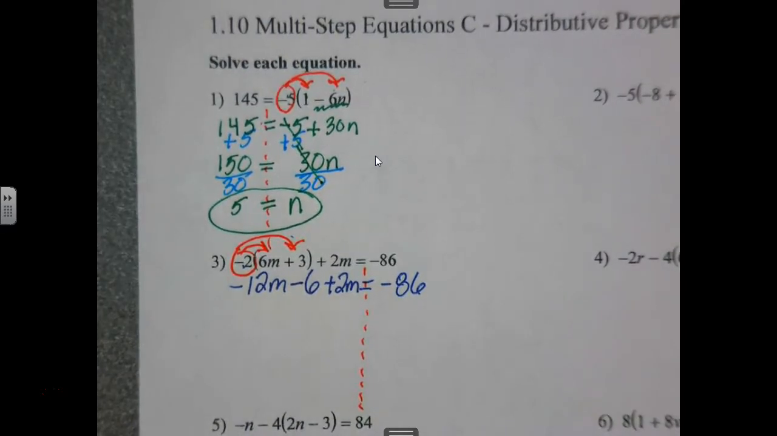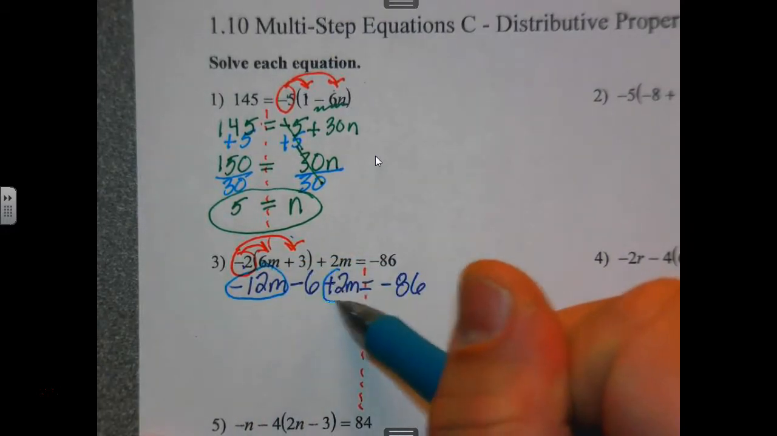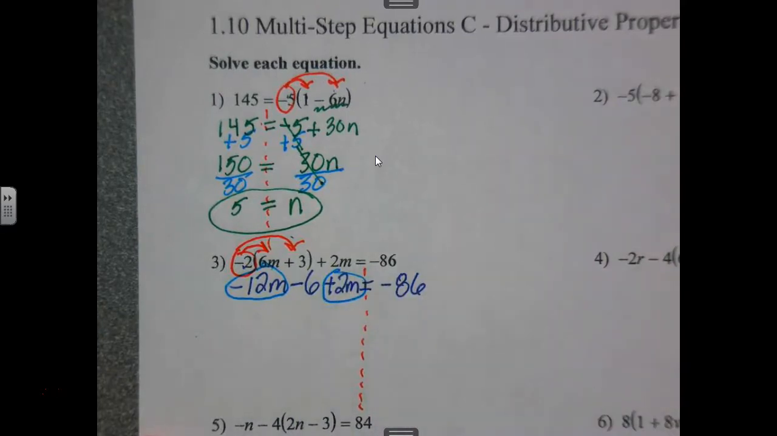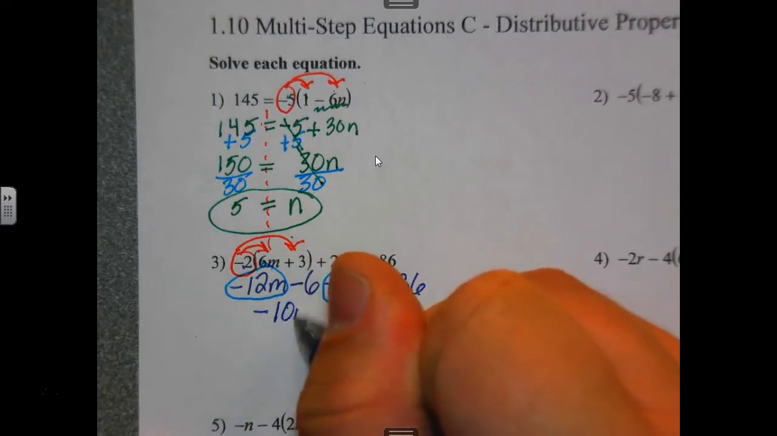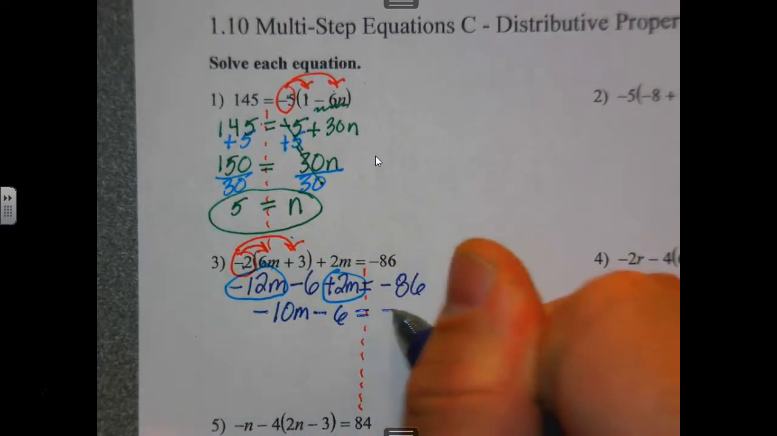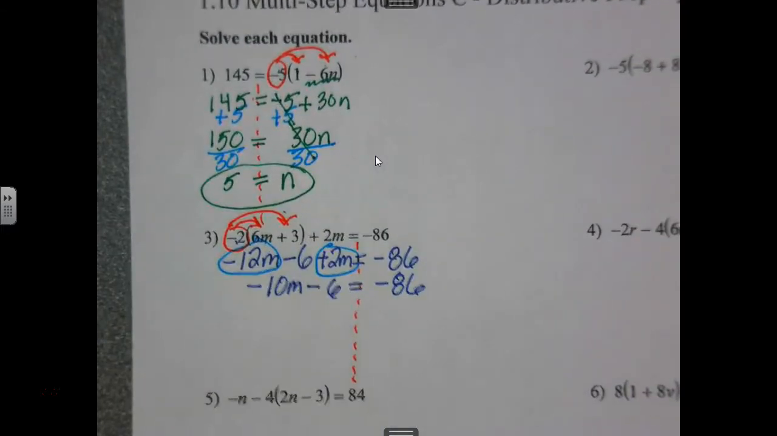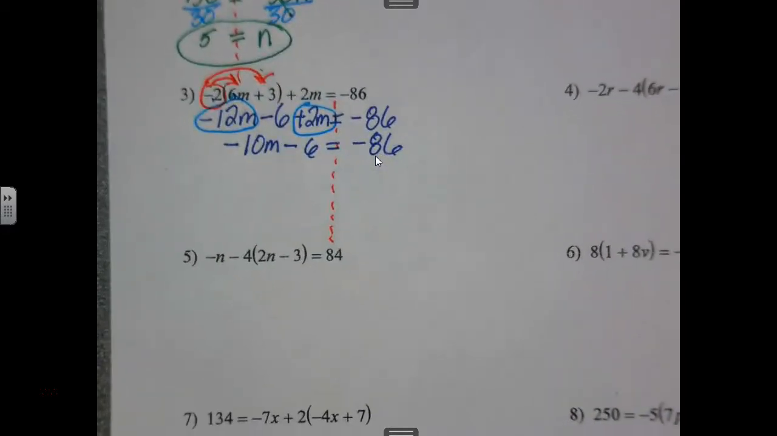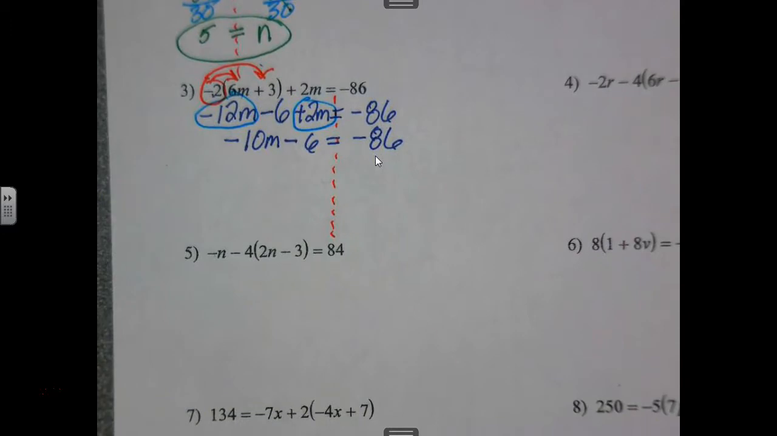Okay, now I've got some terms to combine on the same side of the equal sign. I've got a minus 12m here and a positive 2m gives me, that's right, negative 10m minus 6. Yes, you did. Supposed to add it. Okay, I'm going to add 6 to both sides.